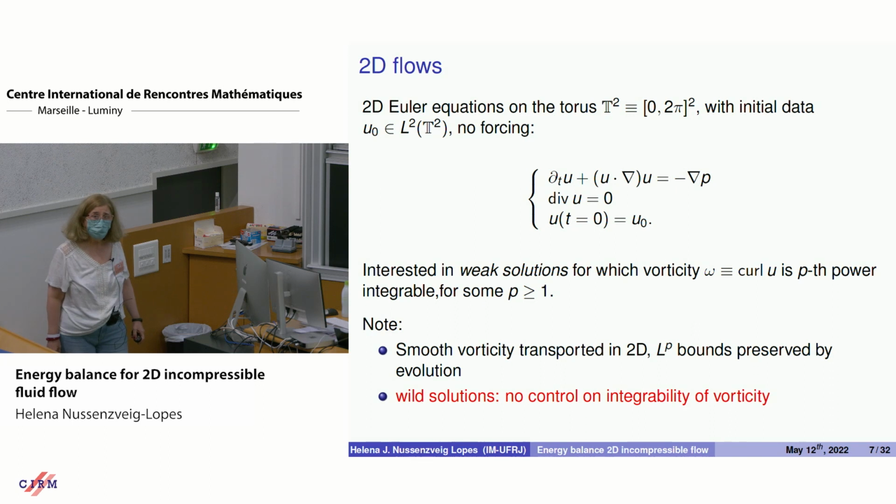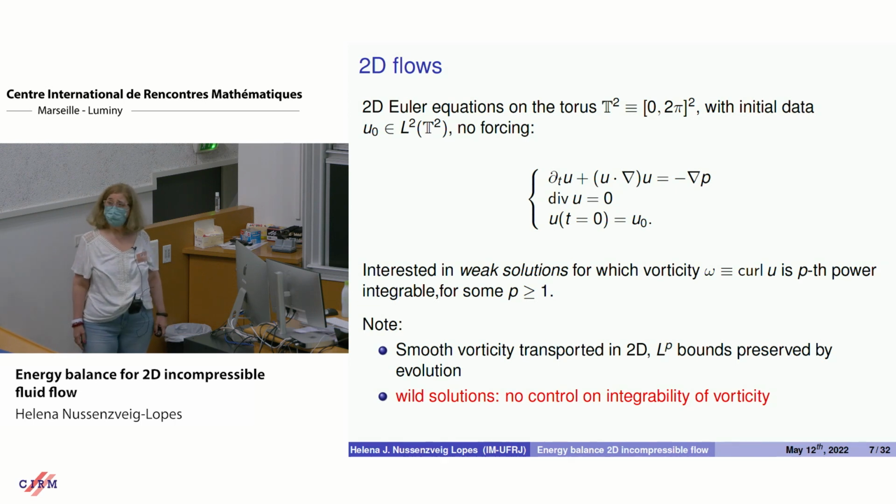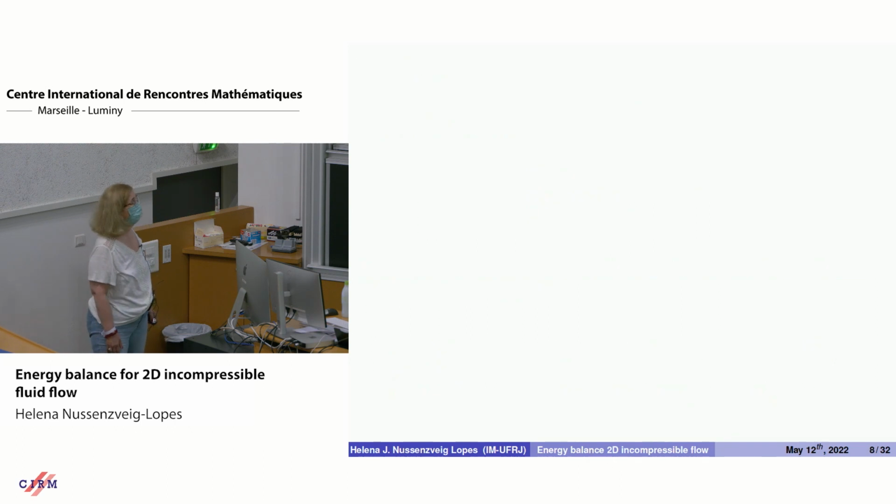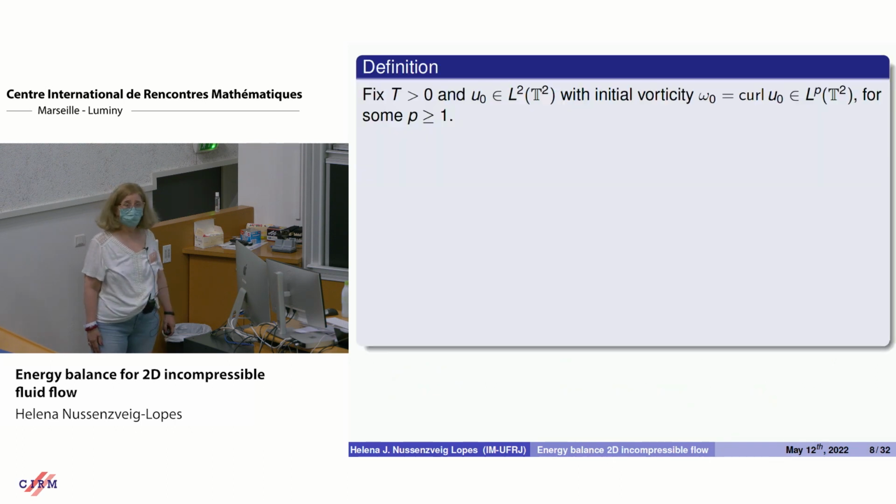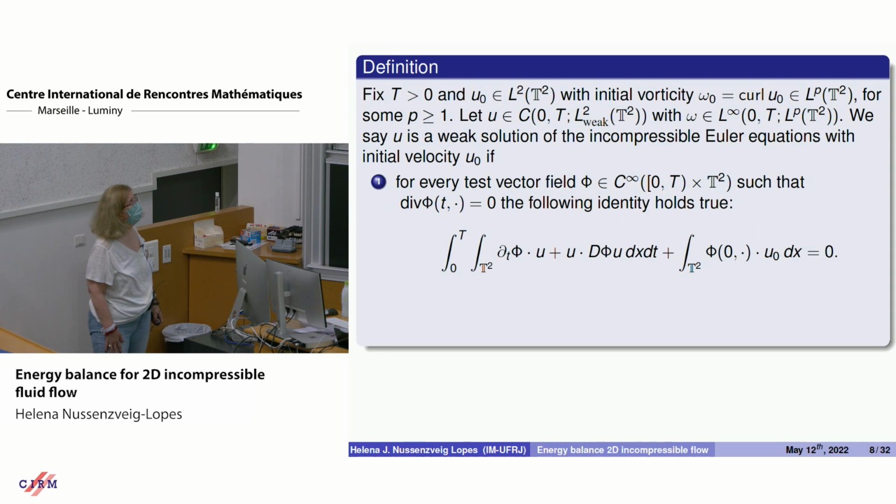The wild solutions do not have any control on integrability of vorticity. Even the L1 infinity wild solutions constructed by Buckmaster, De Lellis, and Colombo, because their L1 infinity is not a subset of L1. Okay, so here's a definition of weak solution that we deal with.